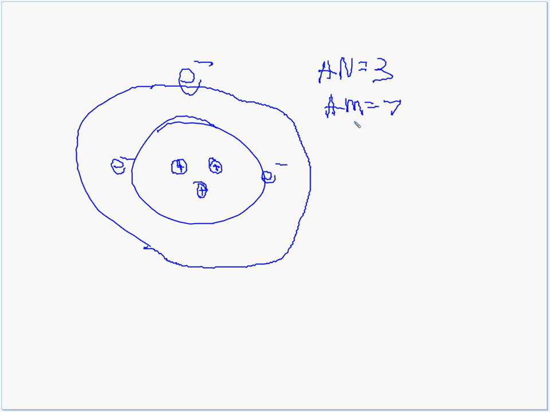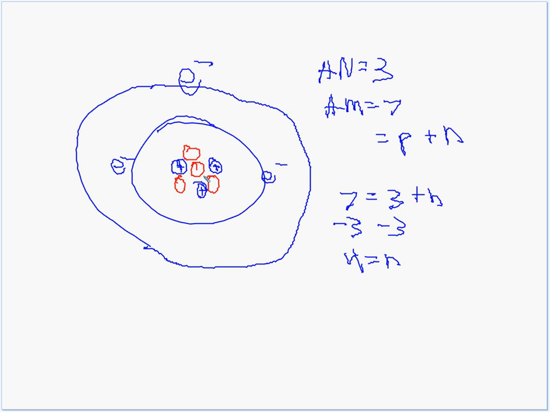Okay, I'm distracted. Atomic mass is 7. I know atomic mass equals the protons plus the neutrons. So 7 equals 3 protons plus neutrons. I can get neutrons by itself, so 4 equals neutrons. So there are 4 neutrons. Here, I'll do this in a different color so it's more obvious. So I've got 1, 2, 3, 4. So neutrons are red. And remember, this thing right here is called the nucleus.